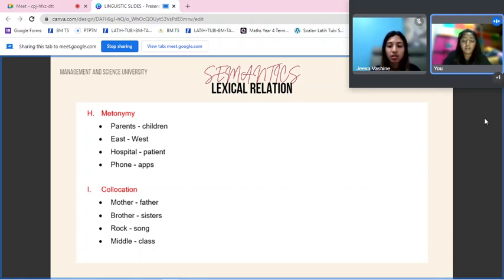And then next, for collocation, as we took the words from our article, frequently occurring together. Collocation is something that occurs together frequently. So example, black and white, husband and wife, salt and pepper. Example, so mother and father, brother and sisters, rock and song, middle and class. So that's all for lexical relation under semantics.